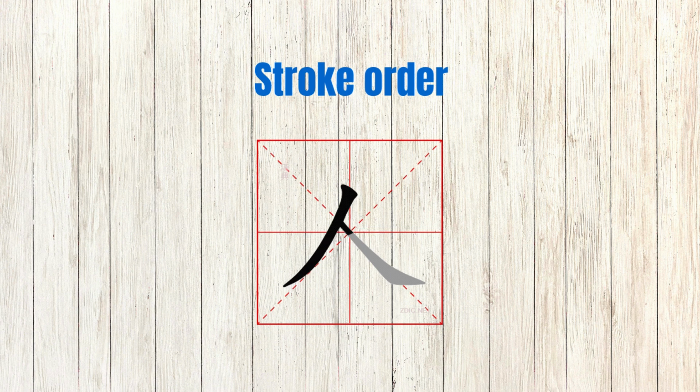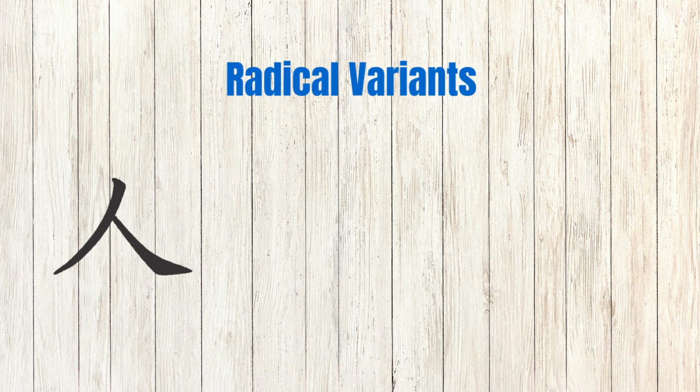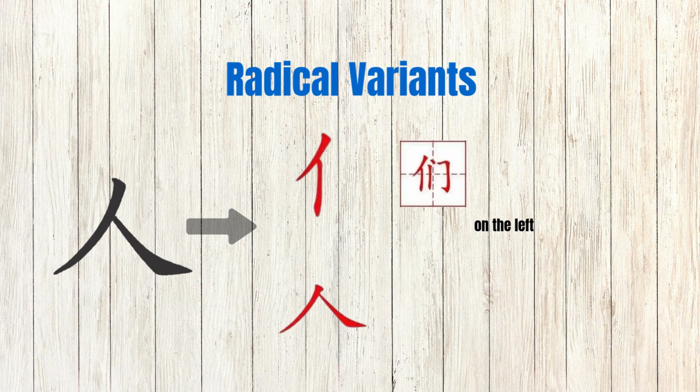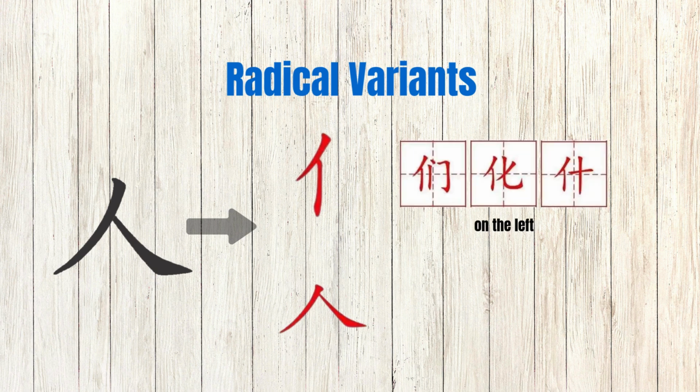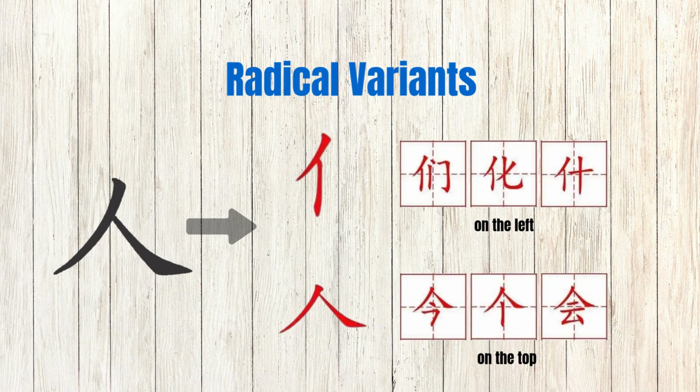Now here's a little secret. Many simple characters can transform into radicals and combine with other parts to form more complex characters. 人 has two common radical forms. On the left side, it looks like this. On the top, it looks like this, kind of like a little hat on top.